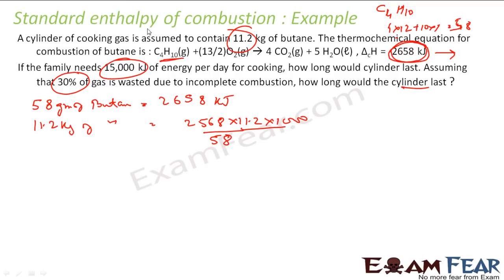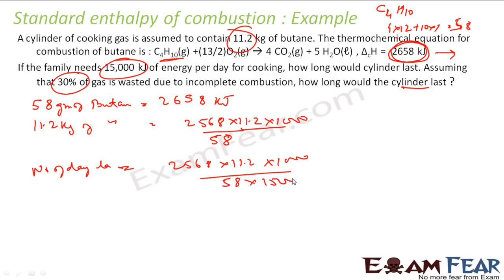Correct. Daily requirement is how much? 15,000. So the number of days it will last is 2658 into 11.2 into 1000 by 58 into 15,000. This is the number of days it will last, because n number of days into this many kilojoule will be the total kilojoule, right? So this will give 34 days.